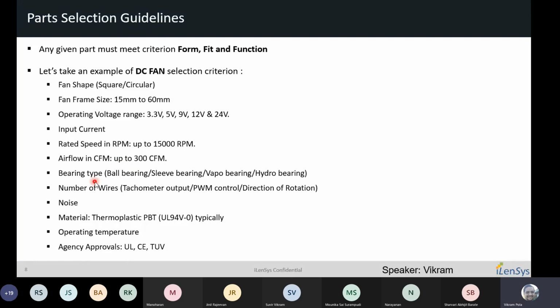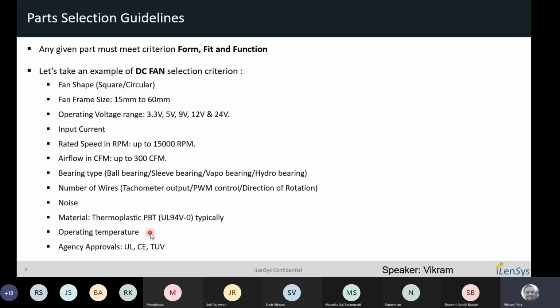And the bearing type. When we select a fan shape and fan frame size, the bearing type is also significant, where it comes in different categories like ball bearing, sleeve bearing, vapor bearing, or hydro bearing. And then the number of wires, meaning how the fan would get connected into the application. It could be a 2 wire or 3 wire application, but again it would change with the requirements, like a tachometer output, or just a simple PWM control, or just a direction of rotation.